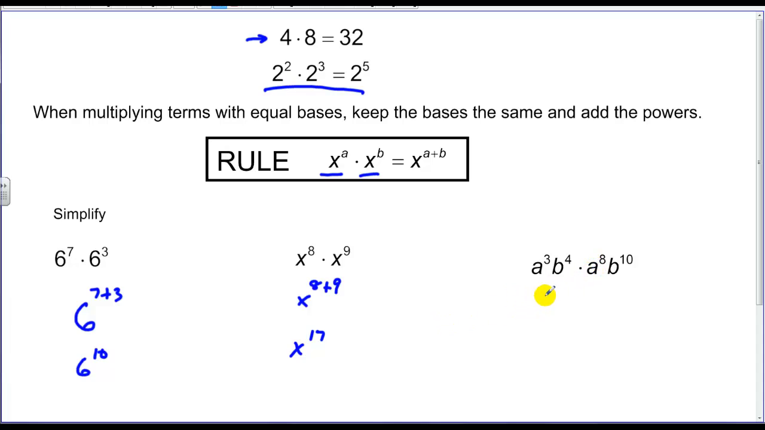In this case, notice we have two monomial terms. We're going to match up these terms such that the same bases get compared and the powers get added on those same bases, and then that's going to be multiplied by the product of bases of b, and I'm going to add those powers. So I have a to the 11th, b to the 14th.